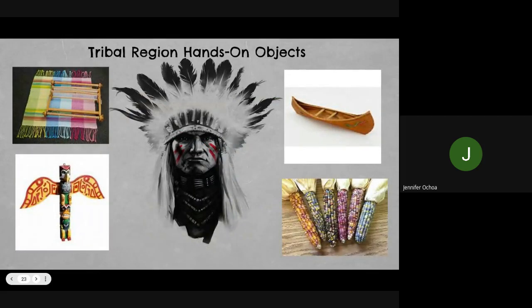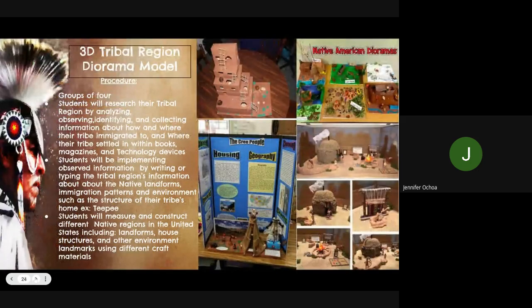you could see different hands-on objects. For example, the weaving tool, the native statues, the canoe, and the corn. Those are great hands-on objects that could be passed around the class so they could visually see the type of products the natives used. If you click to the next slide, you will see a project that the students can do, which is a 3D tribal region project.